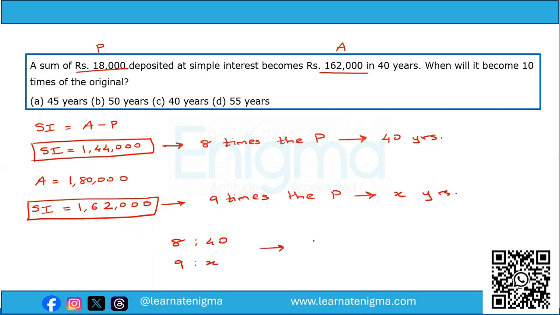If we solve this, we get x is equal to 40 into 9 upon 8. So therefore, we get the answer as 45. So answer will be 45 years, option A.